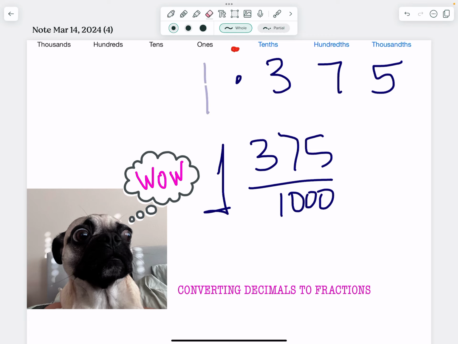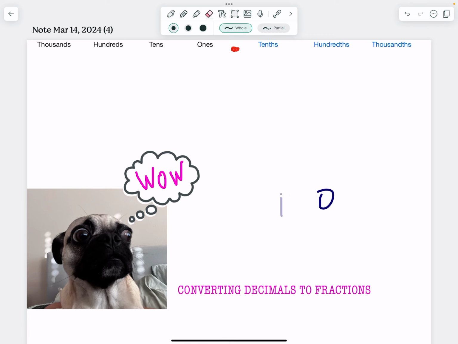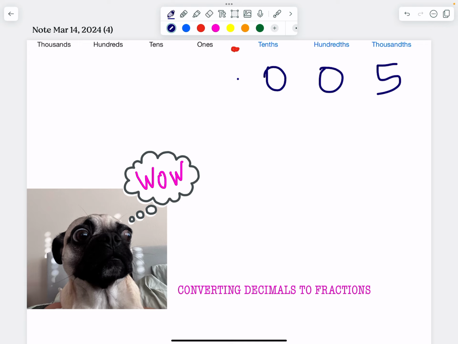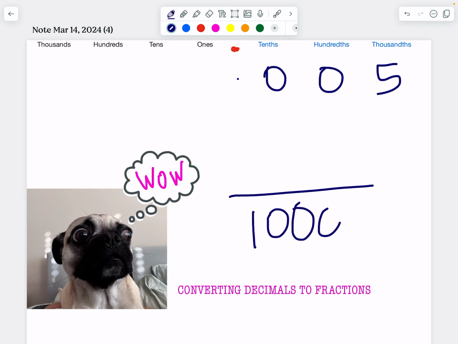Okay, let's try one more. Okay, what if we have something like this? Well, our number here is in the thousandths. It goes all the way to the thousandths. So 1,000 will be in our denominator and 5 will be at the top. So we have 5 thousandths.